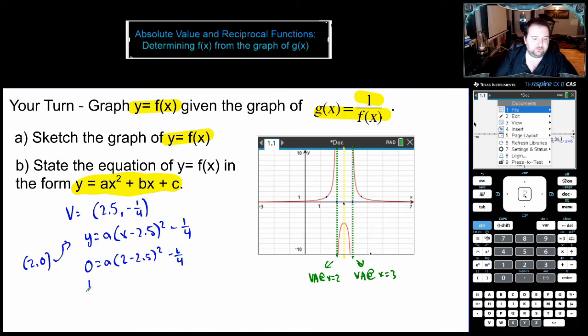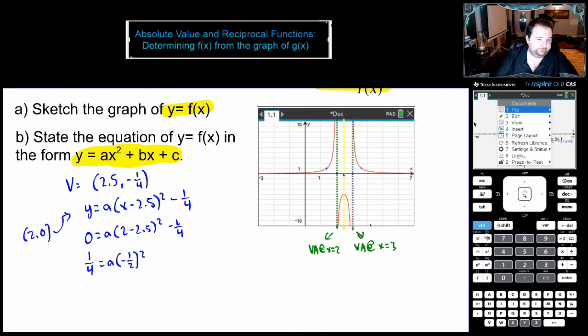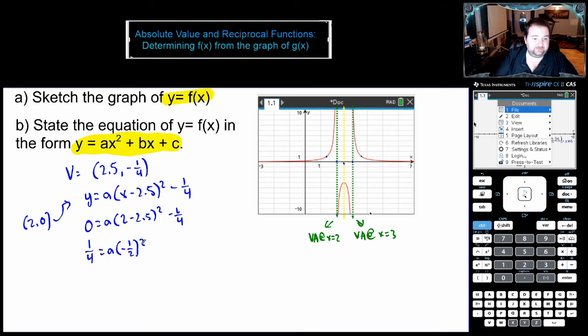Let's move 1/4 to the other side. So we have 1/4 equals a times 2 minus 2.5, which is -1/2, squared. All right. Let's deal with this. So we're going to do -1/2 squared. Well, -1/2 squared is 1/4. So now we have 1/4 equals a times 1/4. Multiply both sides by 4. And the reason we're doing that is to cancel these out. And that leaves us with a equals 1. So there you go. A is 1.